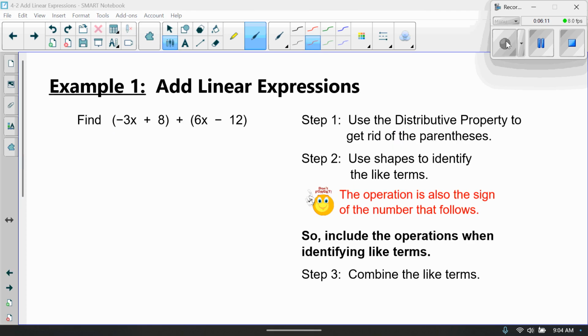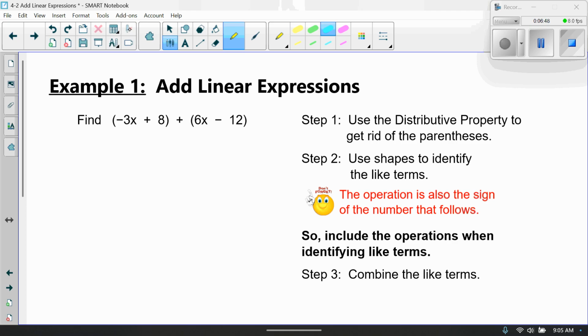All right, so now we're going to add linear expressions. These two are linear expressions, and you can see that because we have a constant multiplied by a variable raised to the power of 1, and we are adding or subtracting that to another constant. So here, these are linear expressions, and we're going to add them together, okay?